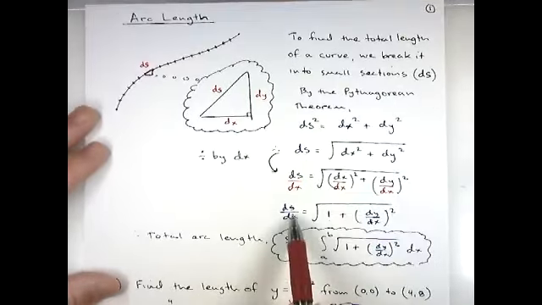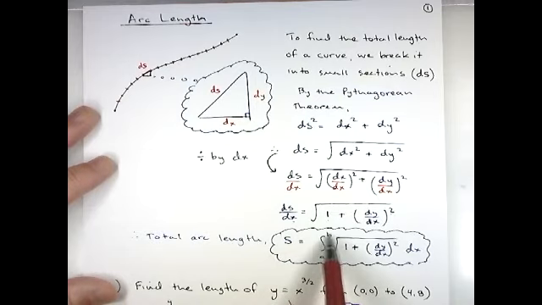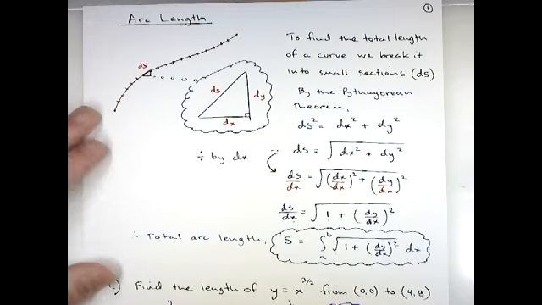And then if I integrate ds/dx to get a formula for s, for the total arc length, it would be the integral from some number a to some number b, that would be given, of the square root of 1 plus (dy/dx) squared, times dx. So let's look at an example for that.